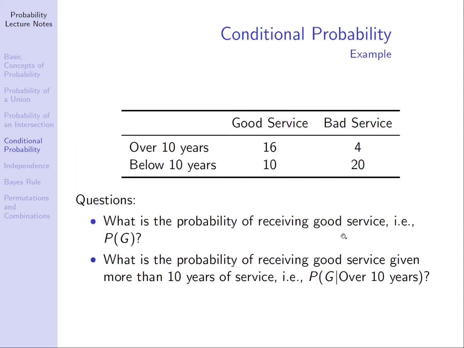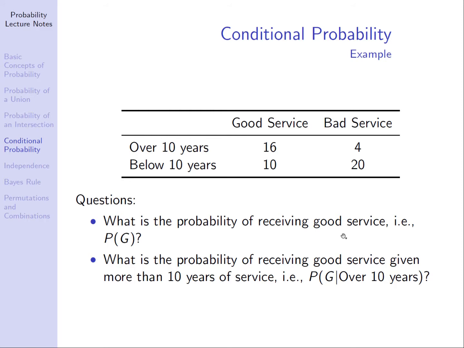Now, let us do an example about good and bad service. Think about you are about to hire a plumber, and you know that the plumbers in your area either provide good service or they provide bad service. And you also know that some of the plumbers have been in business for more than 10 years, and some of the plumbers have been in business below 10 years. We are going to answer 2 questions. The first question is, what is the probability of receiving good service?